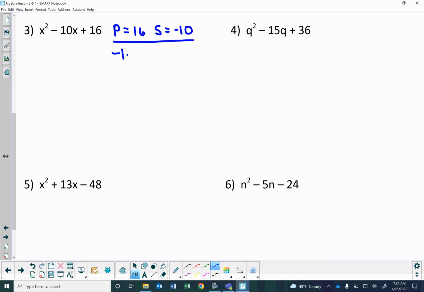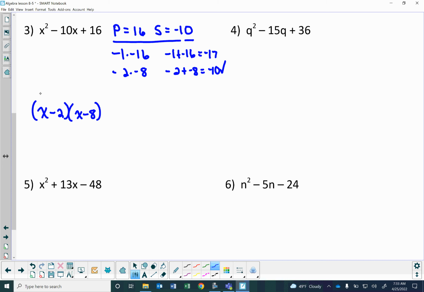So I have negative 1 times negative 16. Negative 1 plus negative 16 equals negative 17. I'm going to rewrite that nicer. Negative 1 plus negative 16 equals negative 17. I have negative 2 times negative 8. Negative 2 plus negative 8 is negative 10. There we go. I found it right off the bat here. So I have x minus 2 times x minus 8, or x minus 8 times x minus 2. It doesn't matter which order the parentheses are, because they both have negative signs in them.